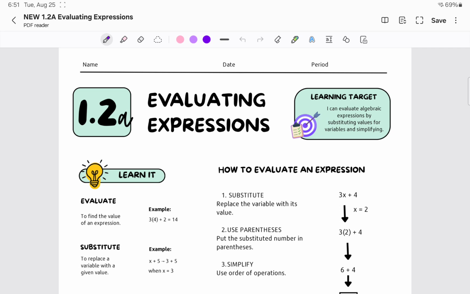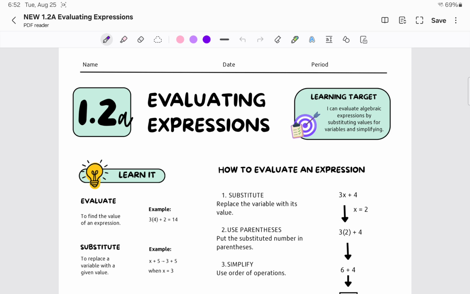By the end of this mini lesson, you'll be able to evaluate algebraic expressions by substituting values for variables and simplifying. So let's take a look at the vocabulary for this mini lesson. We are going to evaluate, which just means to find the value of an expression. So when we have an algebraic expression with a variable, they're just going to give us the value of that variable. They're going to tell us what that letter means, basically. And then we're going to substitute, which is our next vocabulary word, which means to replace a variable with the given value. And that's going to allow us to find what the expression means.